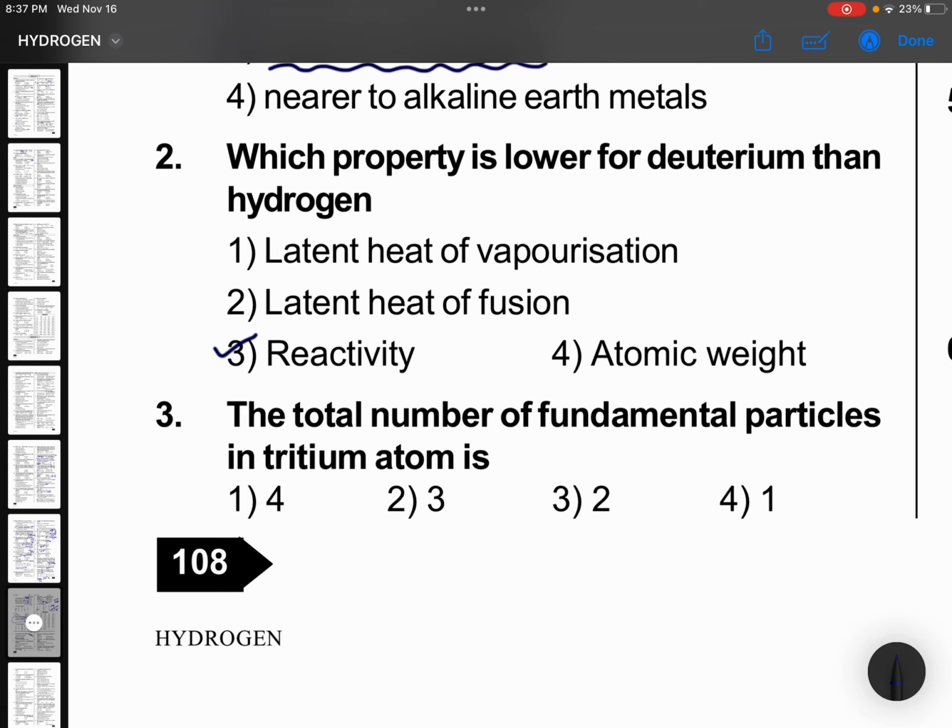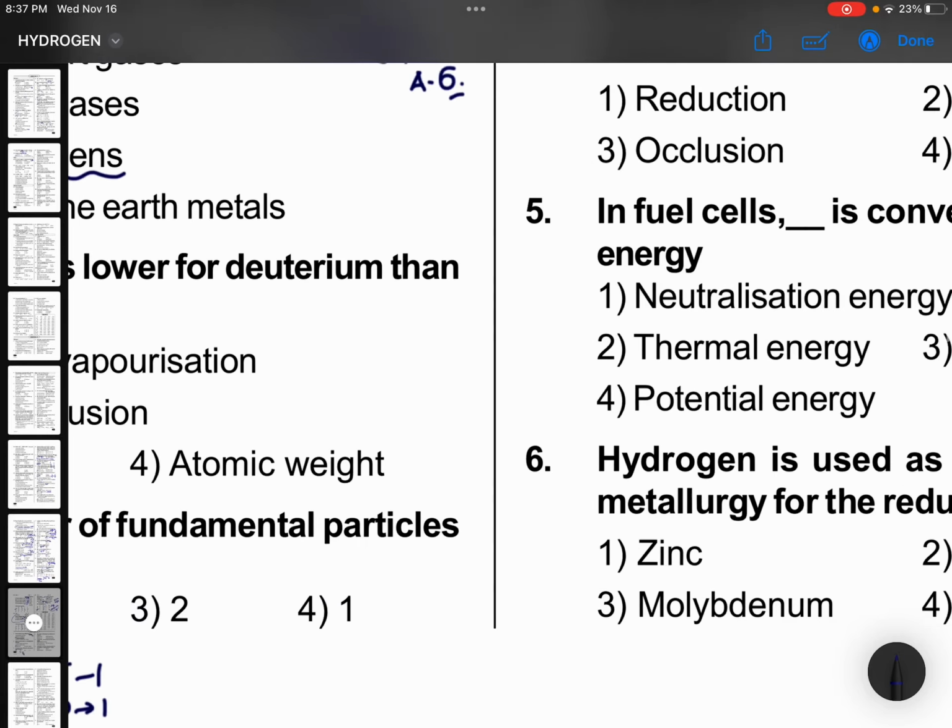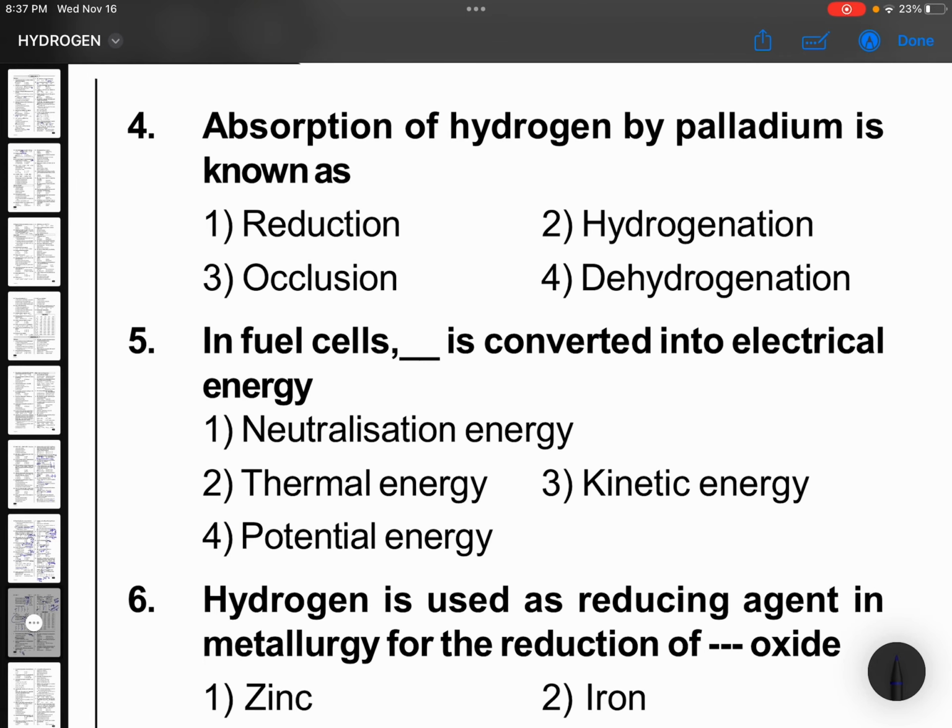The total number of fundamental particles in a tritium atom: tritium means 1H3, electron 1, proton 1, and neutrons are 2. So, total 4 fundamental particles are present. Absorption of hydrogen by palladium is known as occlusion. This is a term particularly used for palladium hydrogen purpose. You will get this in surface chemistry, class 12.